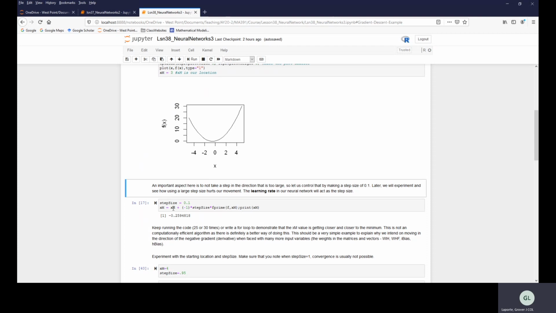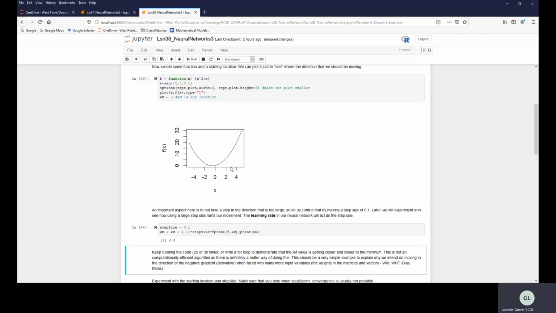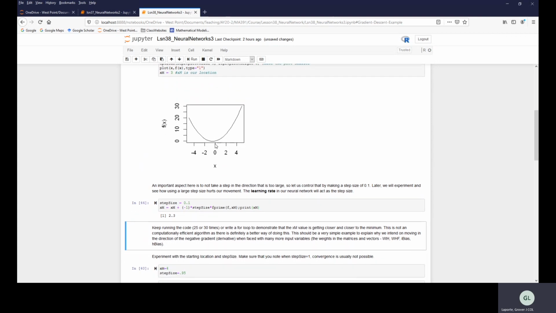So this would be my xm current, and then I'm going to update it by going in the direction of the negative derivative. So a really small step, and that's what the step size represents. I'm going to take this small step in the direction of the negative, and the reason it's negative is because I get a -1 there. And this is the derivative. And then we printed it off, and so shift enter. You see it's negative 2.3. So we started at 3, I believe. Yes, we started at 3, and then we took a step in the direction of the minimum. And you can see that it's going in that direction.